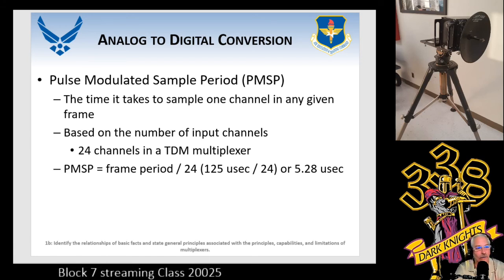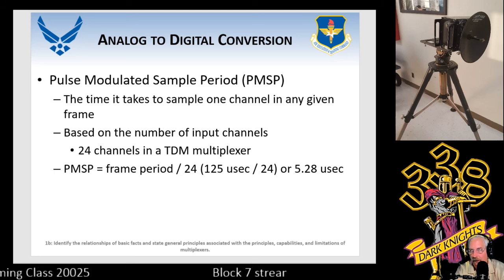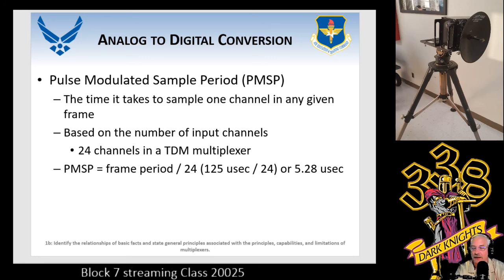So we've taken that 125 microseconds, divided 24 into it, and the time it takes for one channel for its sampling is 5.28, and I think there's a lot more numbers that come after it, like 0.00, three zeros, two more zeros, and then 528 and some change. So we just classify it as 5.28 microseconds. That's how long it takes for one channel to do its period, or pulse modulated sample period. Time it takes to sample one channel in any given frame.